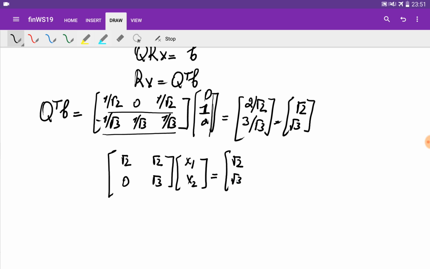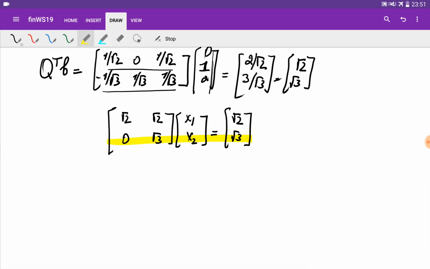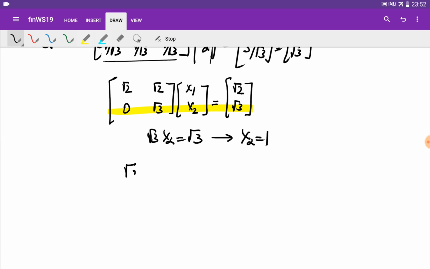The second equation tells us that when we multiply x2 by square root of 3, it should be equal to square root of 3. It means that x2 is equal to 1. Now we substitute this into the first equation: square root of 2 multiplied by x1 plus square root of 2 multiplied by 1 is equal to square root of 2. So we can cancel these two values, which means that x1 is equal to 0. So the least squares solution is 0 and 1. This is the solution for all the problems.